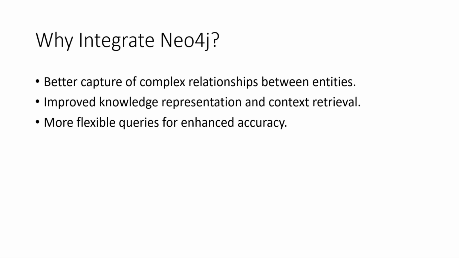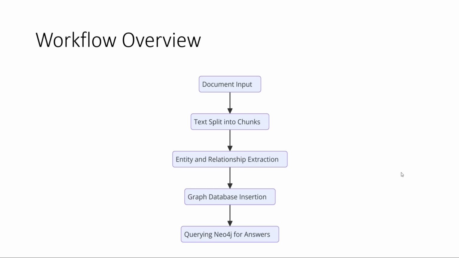Let's take a look at the overall workflow in Indox when using Neo4j. First, we retrieve a document, like a Wikipedia page, for example, and then we split the content into smaller chunks. Next, entities and relationships are extracted, and these chunks are converted into graph nodes and edges. Finally, the graph is stored in Neo4j, where it can be queried to provide rich, context-driven answers.